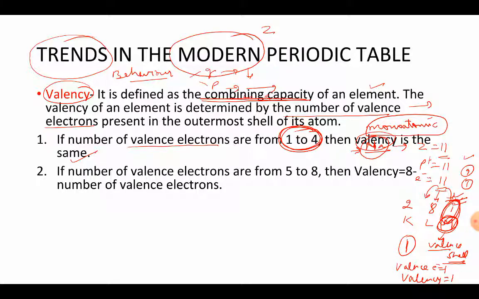But sometimes it may happen that when we do the configuration, the valence electrons may range from 5 to 8. It may be any number from 5 to 8. Then we have to apply another formula, that is 8 minus the number of valence electrons. For example, let us take one case, chlorine. Okay, so let's take the element chlorine.